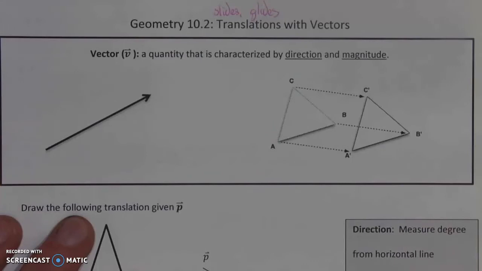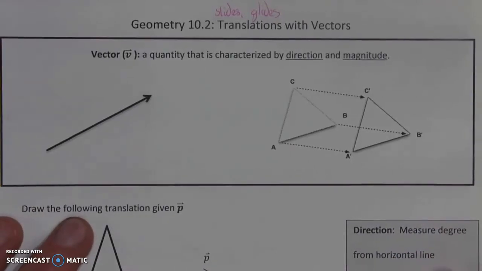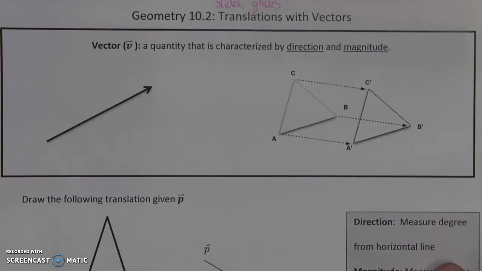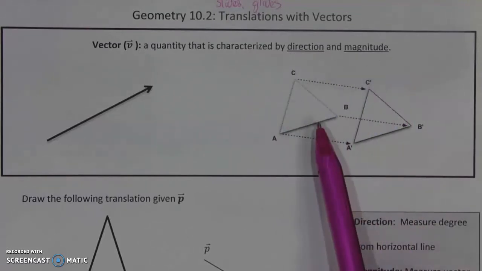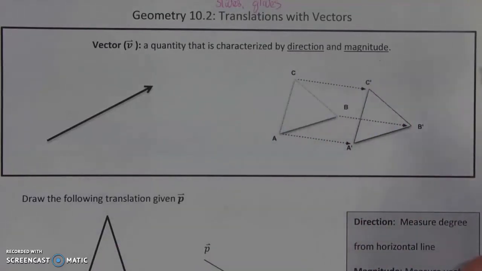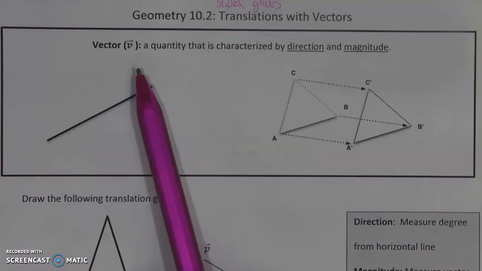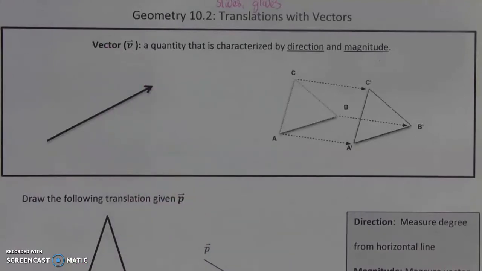We're going to look at a particular way to translate, to slide or glide a figure using what are called vectors. Now, this might remind you of a quote from a certain popular movie where vectors are defined as a quantity that has both direction and magnitude. But in order to know what that means, we've got to look at a couple vectors themselves so we can see what we're doing with them.